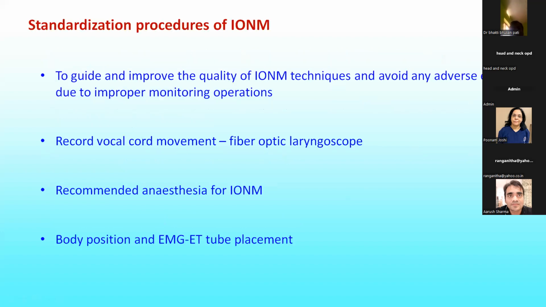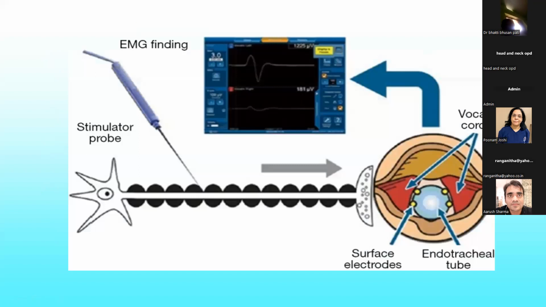And standardization of IONM is more important before starting the surgery. It is used to guide and improve the quality of techniques and avoid many adverse effects due to improper monitoring of the operation. It is used to record the vocal cord movement using a fiber optic laryngoscope, and the recommended anesthesia for IONM is also important, as are body position and the EMG endotracheal tube, the electromyographic endotracheal tube placement.